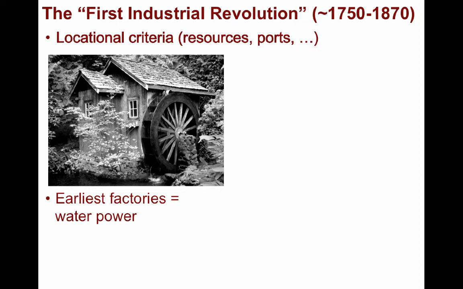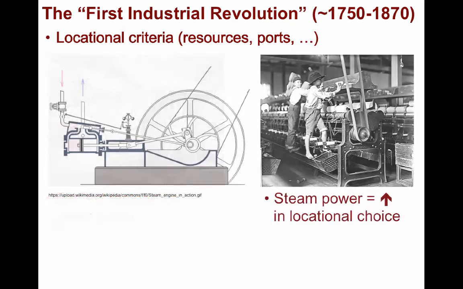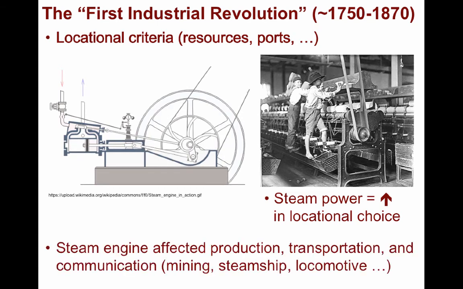As stated earlier, locational criteria for industrializing include considerations such as proximity to energy sources and raw materials. Since the earliest factories were powered through water wheels, they had to be adjacent to rivers. However, this changed with improvements in technology. The steam engine enabled manufacturers greater choice in where they could locate their factories. It affected production, transportation, and communication.